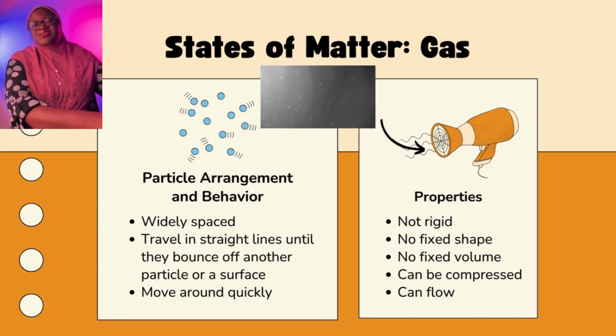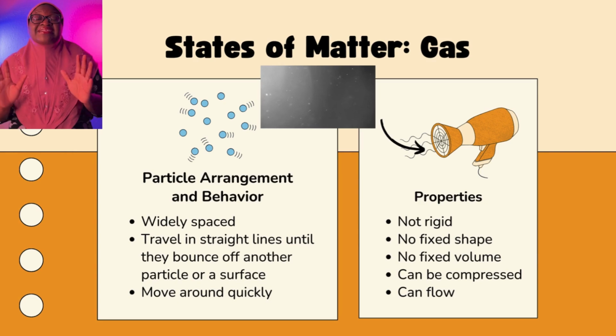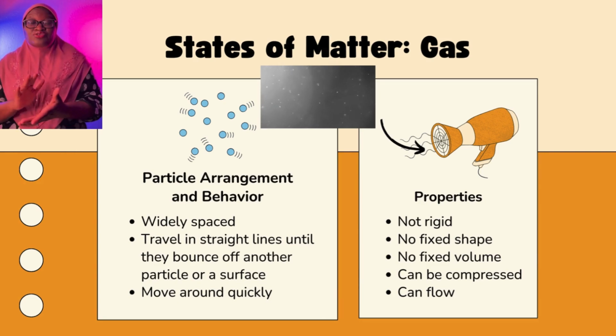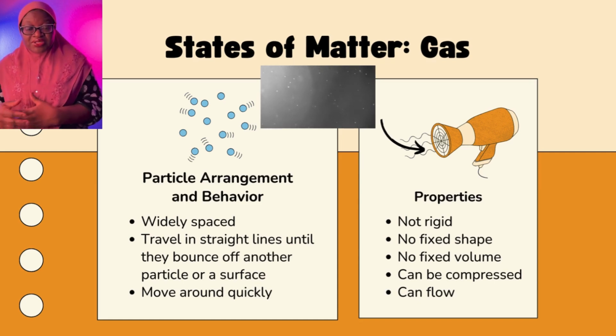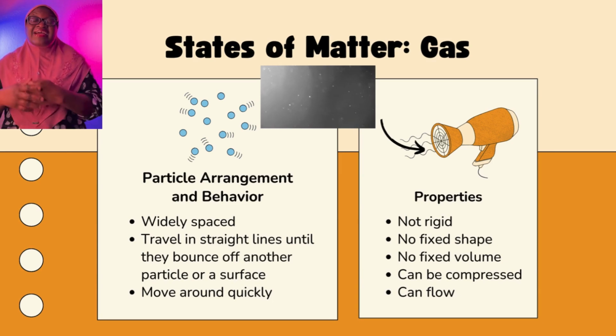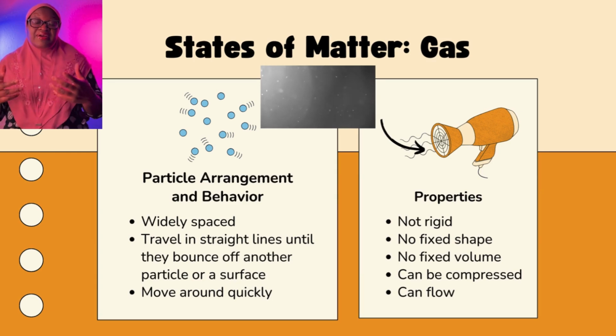The third state of matter will be the gaseous state. They are widely spaced, they are not tightly packed in any way, and they are not strongly held together, unlike solids and liquids that are held together with a higher level of force. They are able to travel randomly, colliding with one another and with the walls of the container in which they are stored, and they move around really, really quickly. They are not rigid.